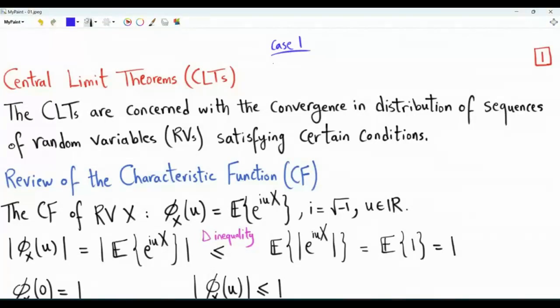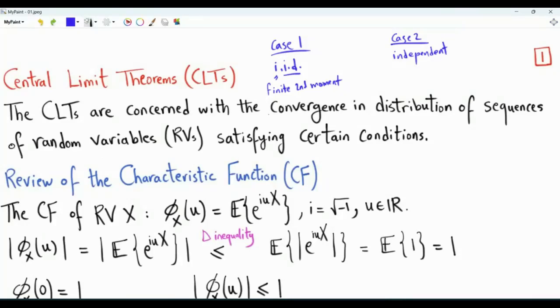Case one, that the sequence of random variables is an i.i.d. sequence. So the random variables are independent and identically distributed, and they have a finite second moment or a finite variance. The second case, the random variables are independent. However, they are not necessarily identically distributed. And in this second case, we will have a condition that is stronger than just having a finite second moment, as we will see. Before diving into the central limit theorems, let's review the characteristic function of a random variable.